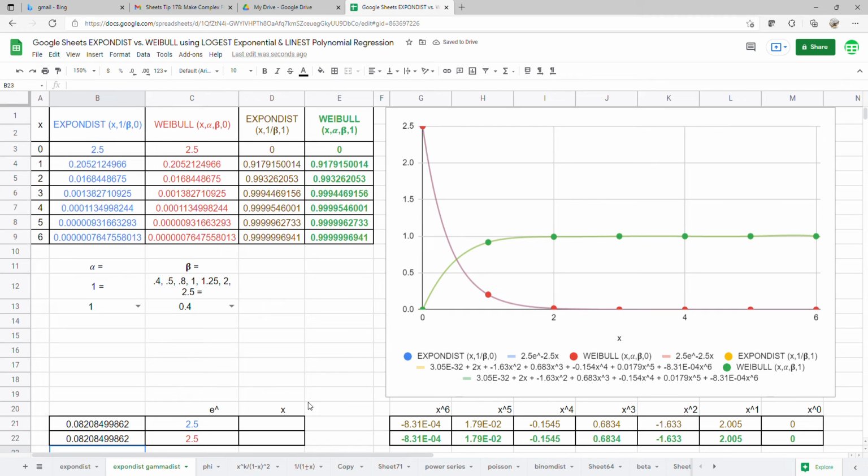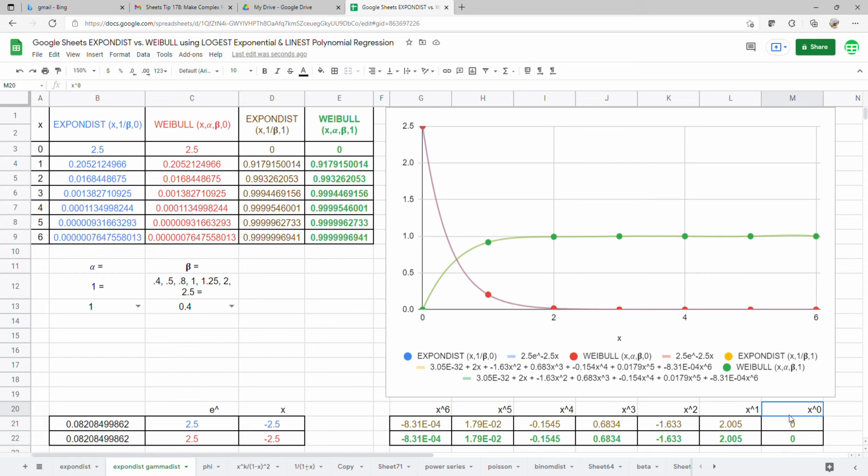So we have 2.5, that is the 2.5 here, also the 2.5. We're missing the negative 2.5, so this is equal to ln of this value. This is also ln of this value. So negative 2.5. So our exponential coefficients is 2.5 e to the negative 2.5x. So that is 2.5 times e to the negative 2.5x.